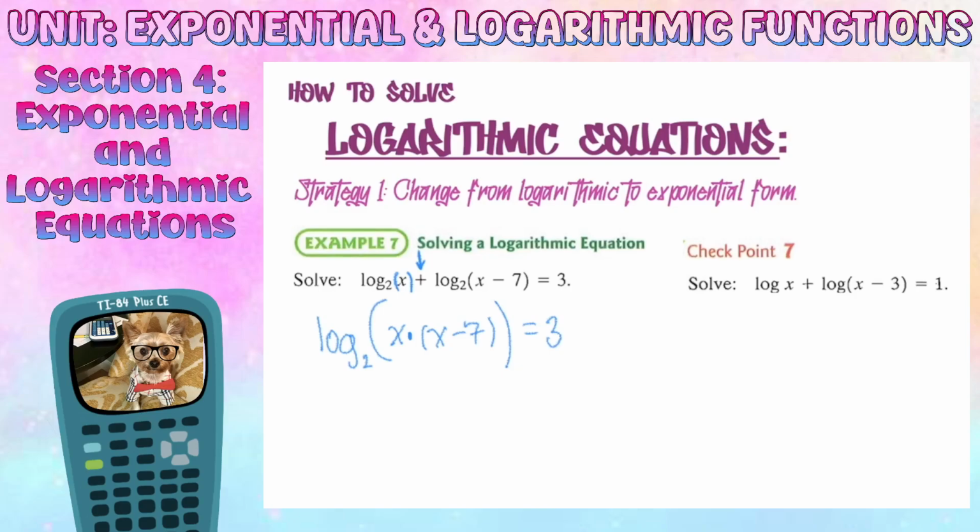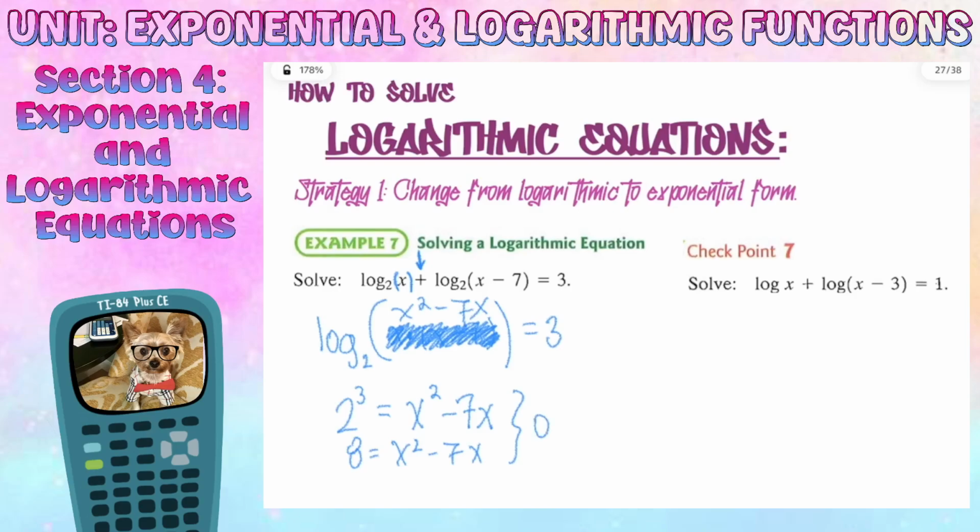So the inside will become x squared minus 7x. I feel like there's a big issue with distribution these days. People are just not doing it or not doing it correctly, so please be very conscious of that. All right, now I'm going to rewrite this into that other form: 2 to the 3 equals x squared minus 7x. There we go, we wrote it in exponential form. Now 2 to the 3 is 8, equals x squared minus 7x. And while I'm here, we have a quadratic equation.